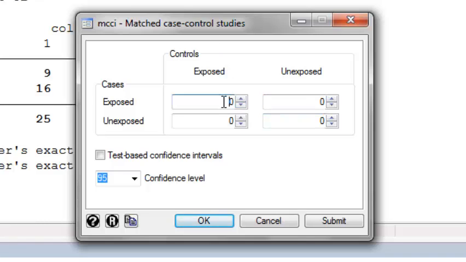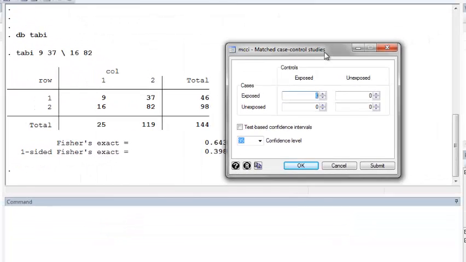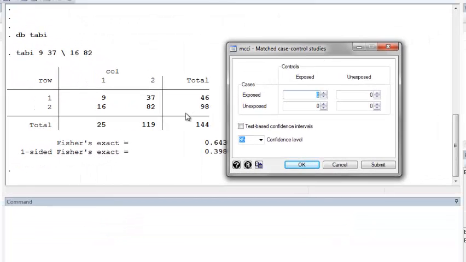Then you need to feed in your data in matched pairs form. You have to make sure that your data are already structured in their matched pairs such that the total sample size, which is 144, actually represents the number of matched pairs in your data. Then you can go ahead and read in the data from your table.